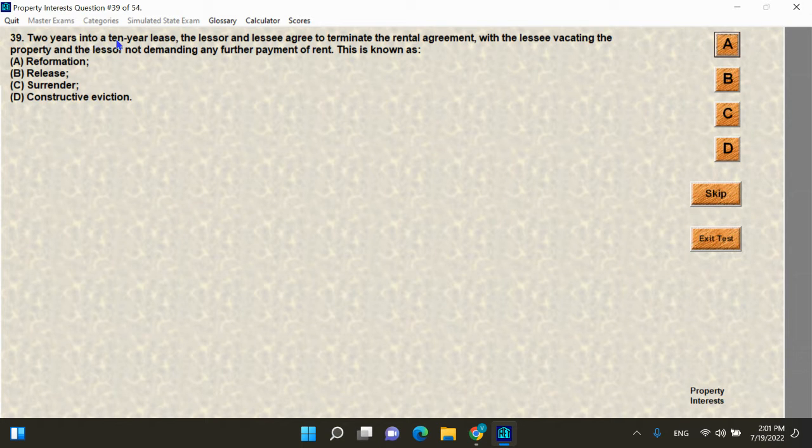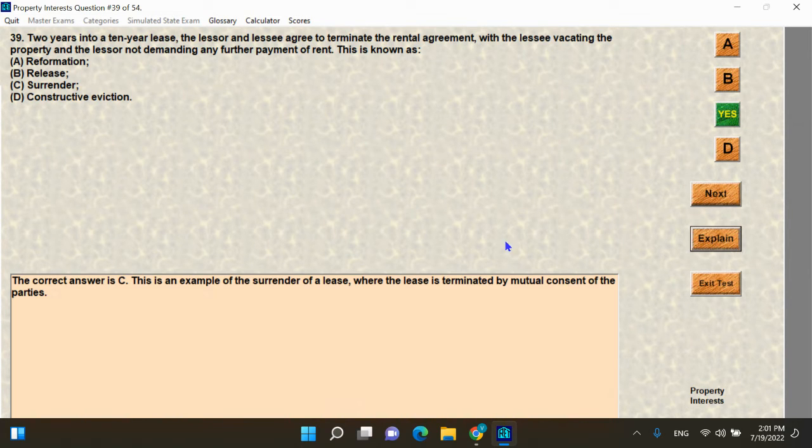39. Two years into a 10-year lease, the lessor and lessees agree to terminate the rental agreement, with the lessees vacating the property and the lessor not demanding any further payment of rent. This is known as A. Reformation, B. Release, C. Surrender, D. Constructive eviction. The correct answer is C. This is an example of the surrender of a lease, where the lease is terminated by mutual consent of the parties.